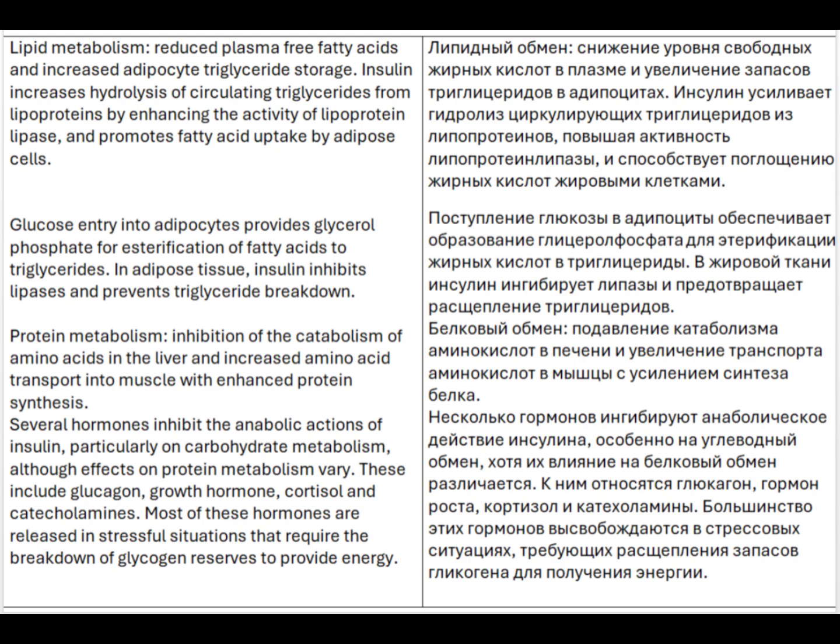Protein metabolism: inhibition of the catabolism of amino acids in the liver and increased amino acid transport into muscle with enhanced protein synthesis. Several hormones inhibit the anabolic actions of insulin, particularly on carbohydrate metabolism, although effects on protein metabolism vary. These include glucagon, growth hormone, cortisol and catecholamines. Most of these hormones are released in stressful situations that require the breakdown of glycogen reserves to provide energy.